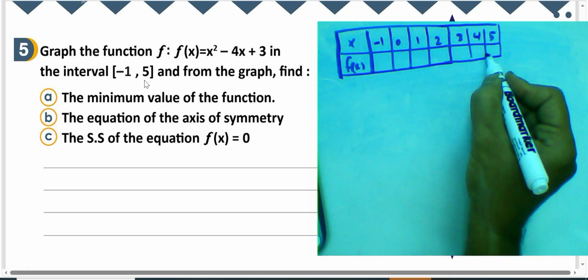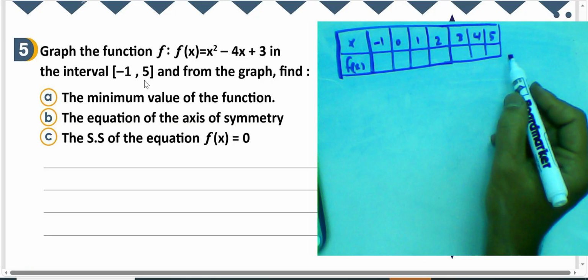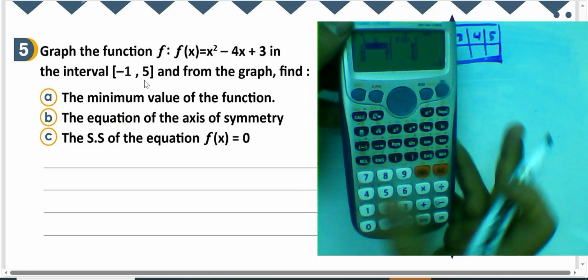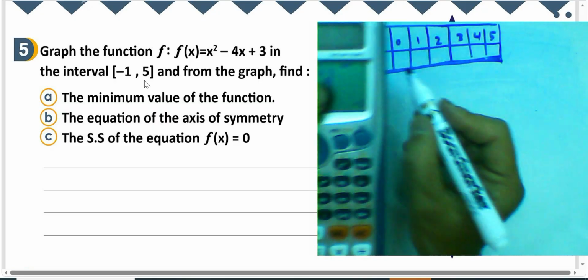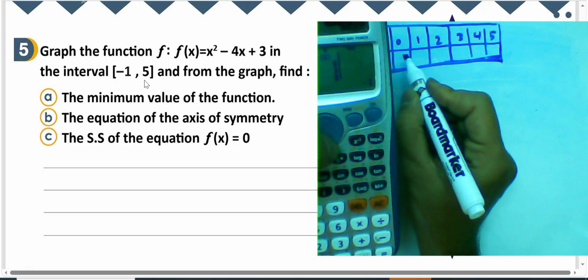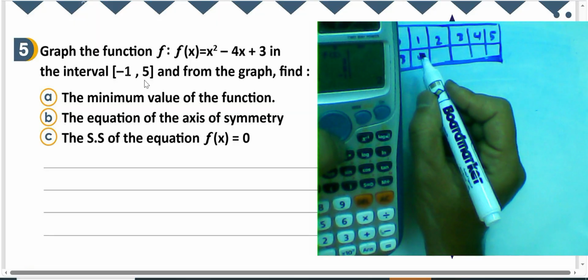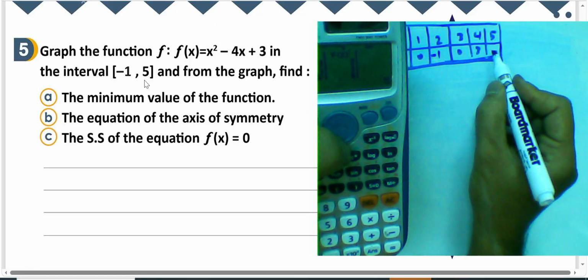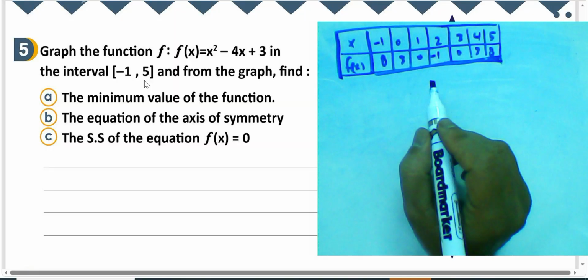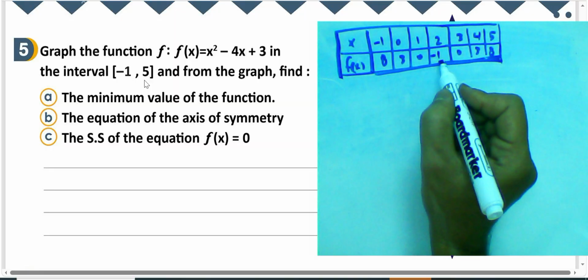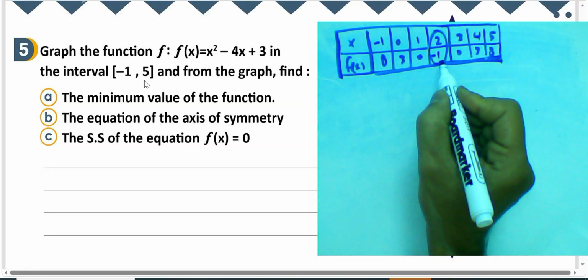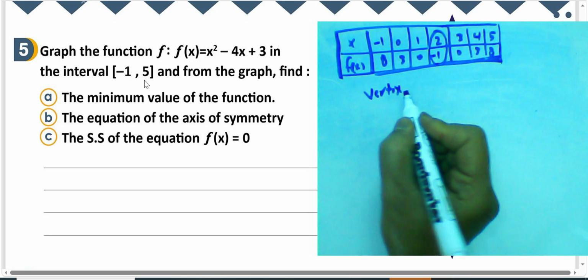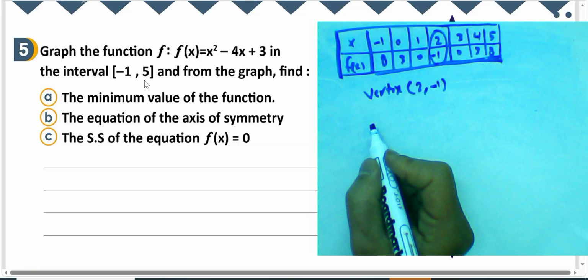Now I will write the solution from the calculator. It gives me the solution here from this calculator. Look at here. First solution 8, and second 3 and 0 and negative 1, 0, 3, 8. Okay, now we can determine the vertex. The vertex will be 2 and negative 1.